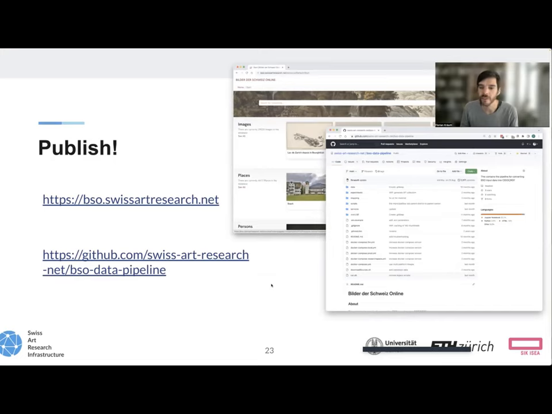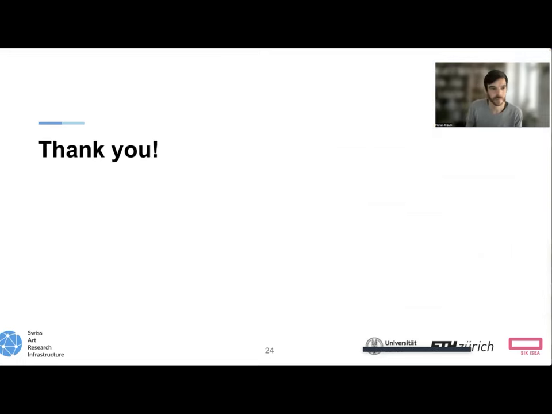Although this is not yet finished in public, we went with a publish-first approach and put everything online as early as possible, with the idea that we discover issues and problems early on, but maybe also get early feedback from users who explore these collections. And that's it. Thank you.